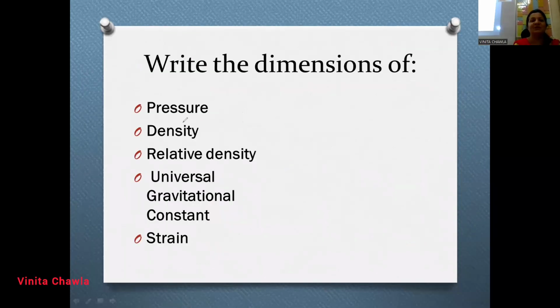How do we measure pressure? Pressure is force upon area. Dimension of force is M, L, T minus 2, and that of area is L2. So what will you get? M, L minus 1, T minus 2. Easy. Now let's write for density.